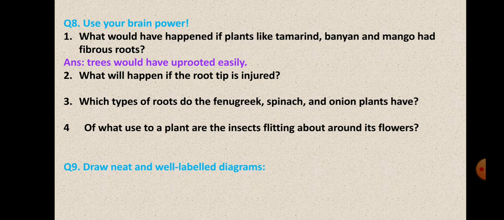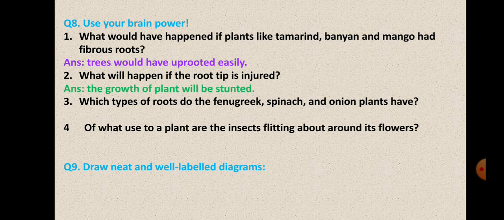then they would have been uprooted, because fibrous roots are generally found in weak and dwarf plants where the plant is very weak. But here the plants are trees. So how will these fibrous roots be able to hold the tree firmly in the soil? So these trees do not have fibrous roots, they have tap roots. Okay, let's proceed further.